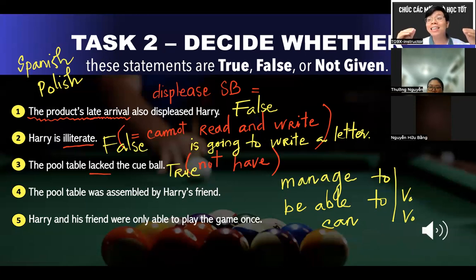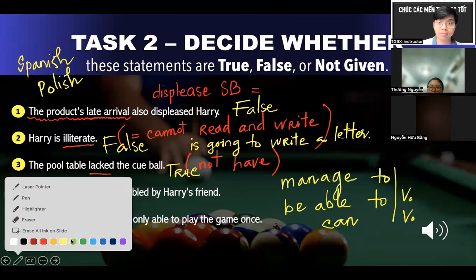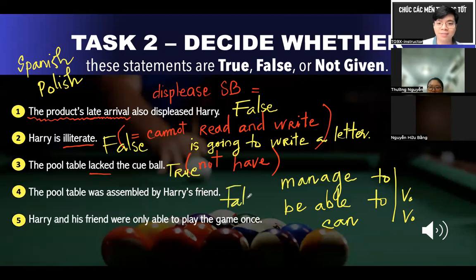And he succeeded to put together the table after 2 hours. So it means who assembled the pool table? Him, Harry. So this is false. We are sure it's not his friends. And lastly, Harry and his friend were able to play the game once. Yes, true. What was the key?